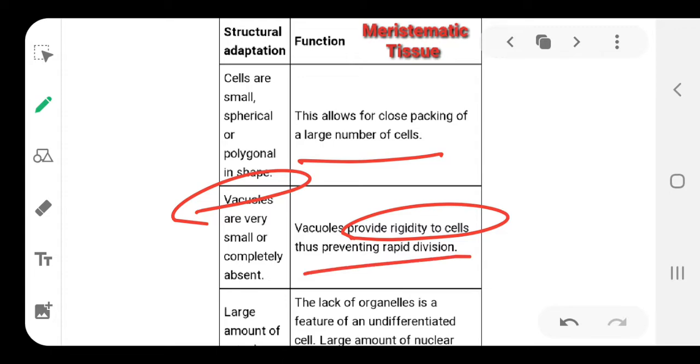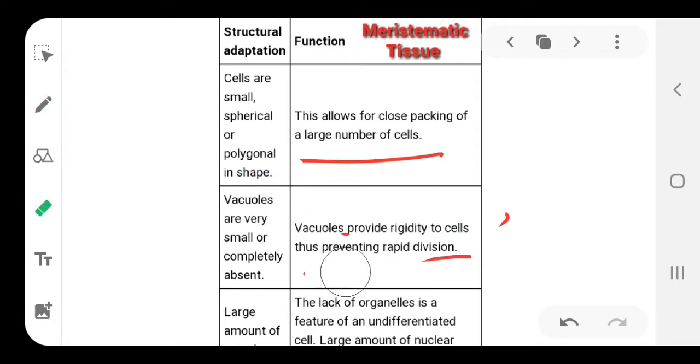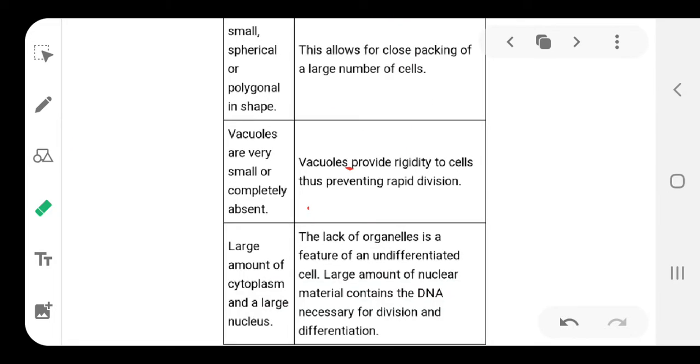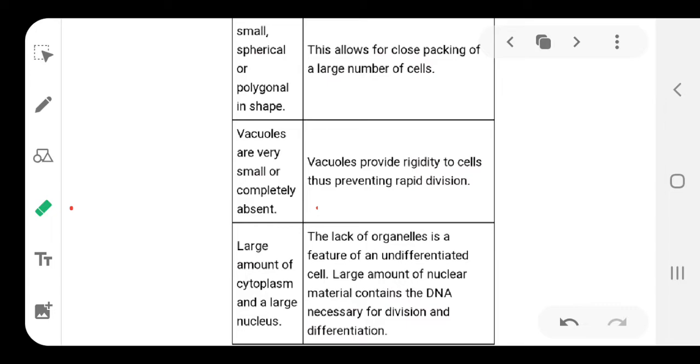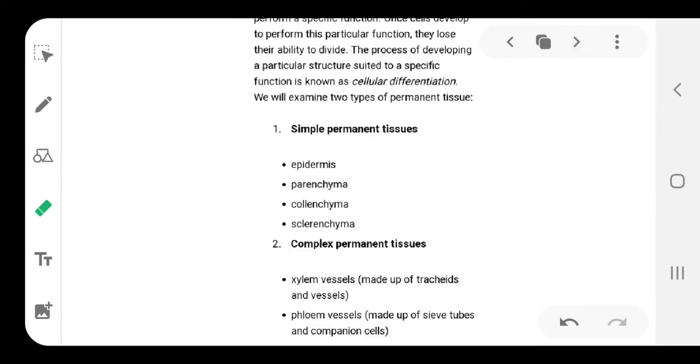thus prevent rapid division. So, write down these terms as a point of reference, and further these tissues have a large amount of cytoplasm and a very large nucleus, and due to this the lack of organelles is a feature of this undifferentiated cell. A large amount of nuclear material contains DNA, which is necessary for division and differentiation. So, write down these terms about the functions, the cell structure, the location and the function they perform.